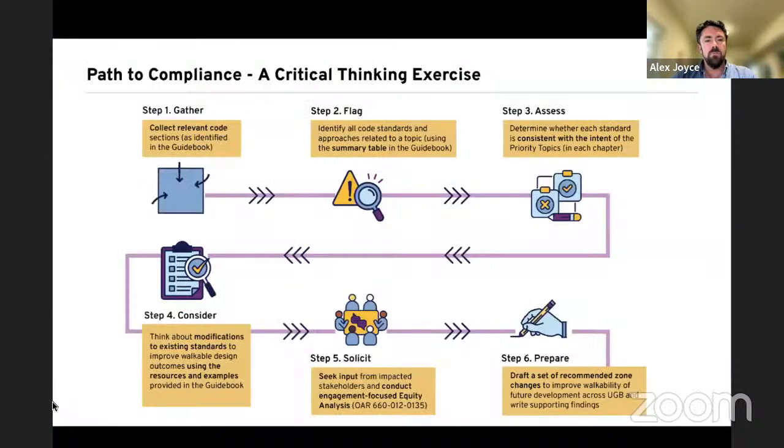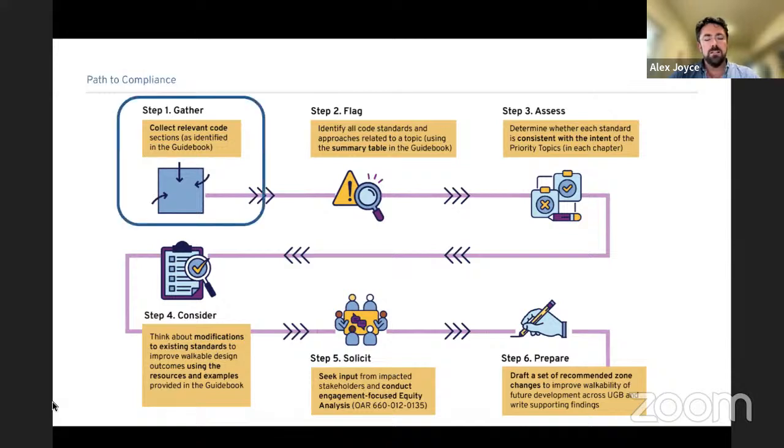Keep moving. So there's this pathway we've defined out, a process really. It's a 6-step process. It's sort of like when you open up an IKEA box, you get a set of instructions that are intended to be pretty accessible and pretty easy to follow. You've got all the tools also included. That's the guidebook, but this is how you're going to approach this work generally, or in a recommended way. So step 1 is gather. Step 2 is flag. Step 3 is assess. Step 4 is consider. Step 5 is solicit. And step 6 is prepare.